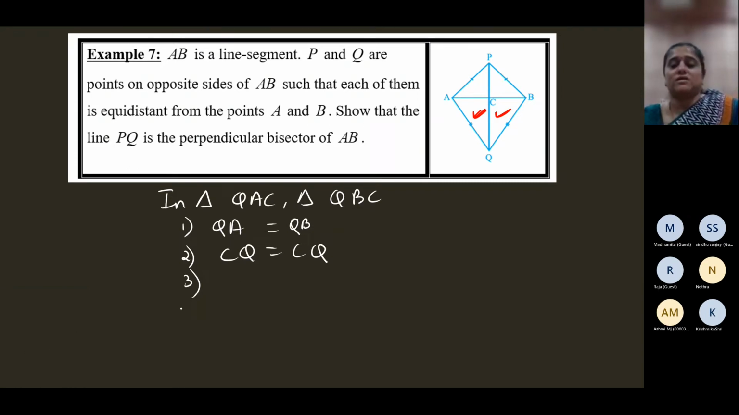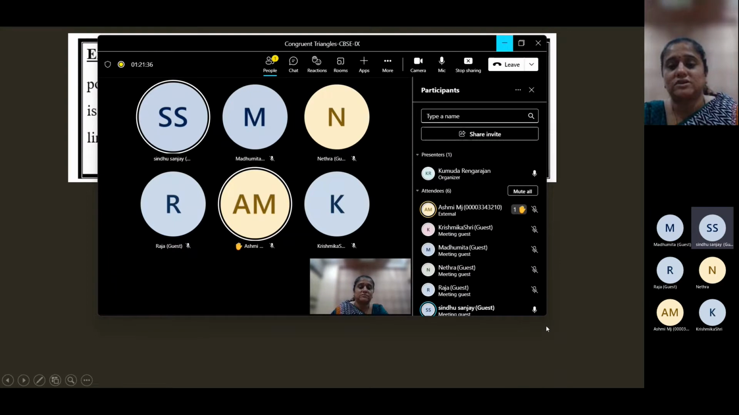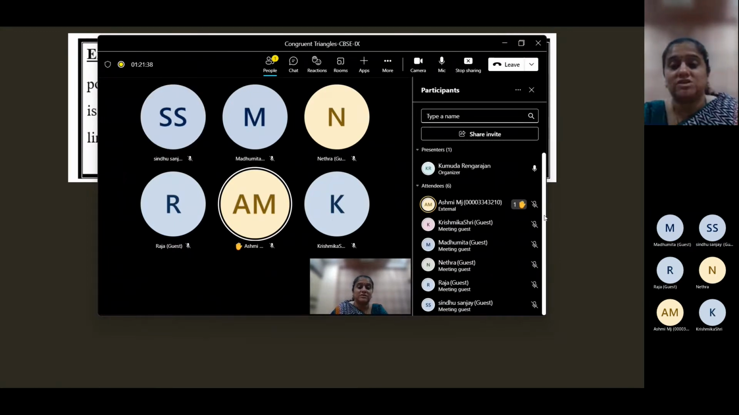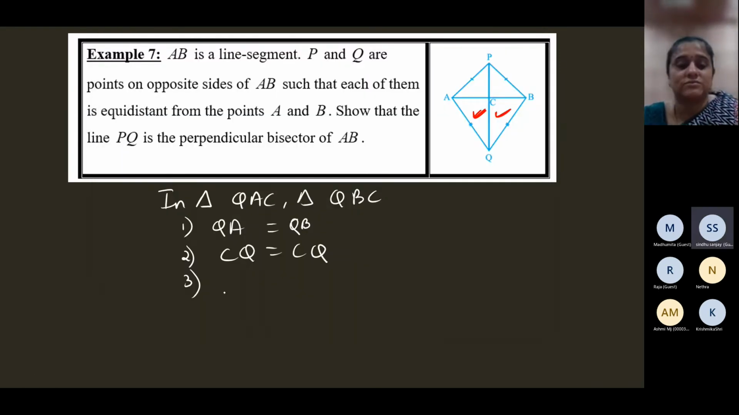So, Sindhu? Who else is there? Ma'am, no similarities, ma'am. Krishmika Shri, Krishmika, Sindhu, Sanjay. Ma'am, there is nothing same, ma'am. Oh, one more information is there. There is one more information. Angle QAC is equal to QBC.